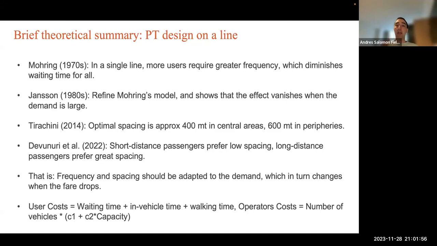You will see that in my presentation, I will talk about optimal frequencies and optimal spacing. Typically, when we say optimal, we are minimizing the sum of users plus operators costs. Users are basically waiting plus in-vehicle plus walking time. Operators cost depend on the number of vehicles, and every vehicle has a fixed component and a component that depends on the size of the vehicle.